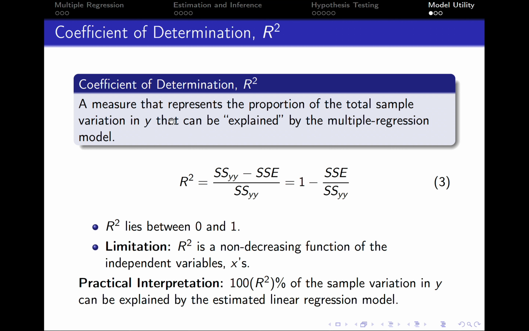So the coefficient of determination is a non-decreasing function of the independent variables. So the more variables you add, the higher this coefficient is. And the problem is that you can add a lot of variables and most of them can be completely meaningless, but the R-squared will still show that the fit of the model is very good, that the model is very good at explaining your dependent variable.